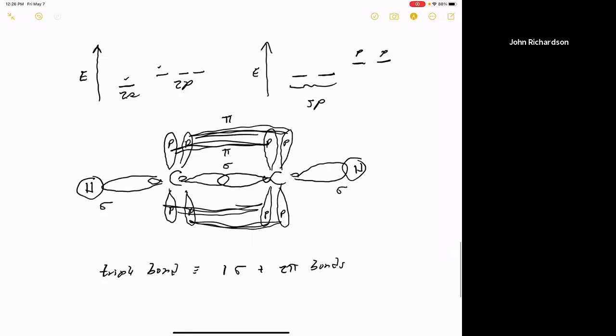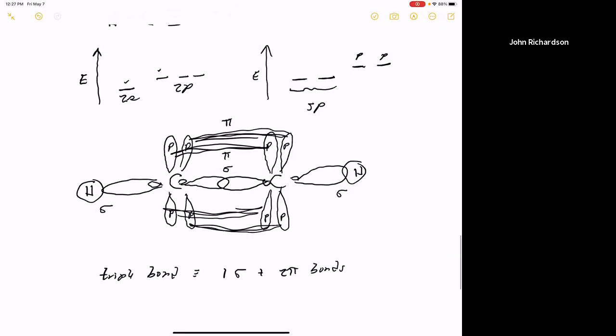Okay, so again, you've got your end-to-end orbital overlap here with the sigma bond, but then you've got the indirect orbital overlap times 2 happening with the 2 unhybridized p orbitals on each carbon. So a triple bond is 1 sigma and 2 pi bonds. All right, so you can kind of see how this is going to go.